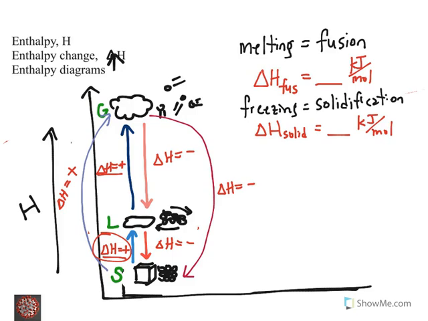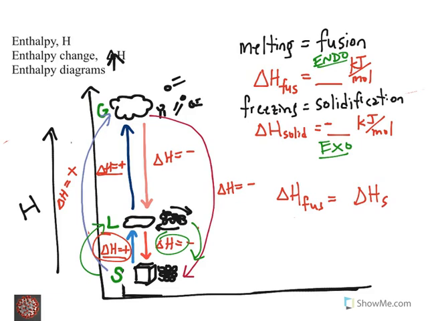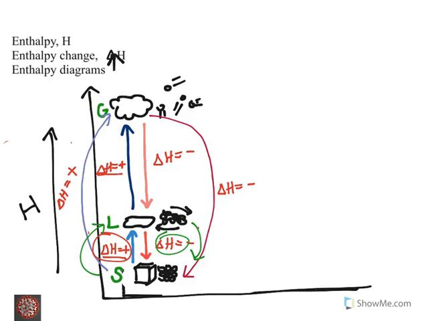Now, what is interesting here is that the sign is going to be negative because this is an exothermic process, right? Going from liquid to solid is losing energy. Going from solid to liquid is gaining energy. So this one is exothermic and this one is endothermic. And when you're talking about the same substance, its molar heat of fusion has the same magnitude as its molar heat of solidification. The only difference is that one of them is going to have a negative sign.